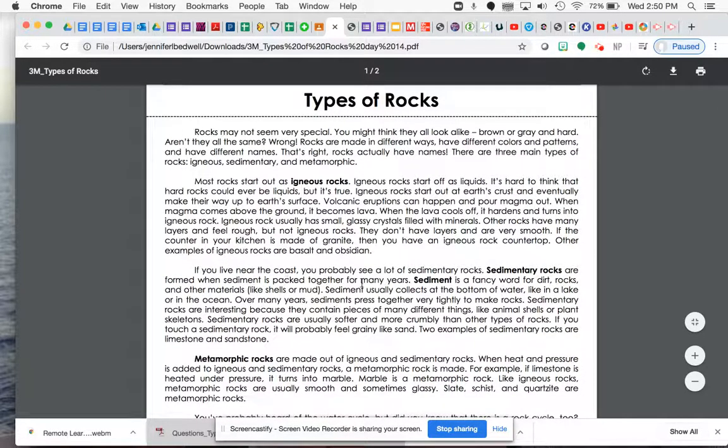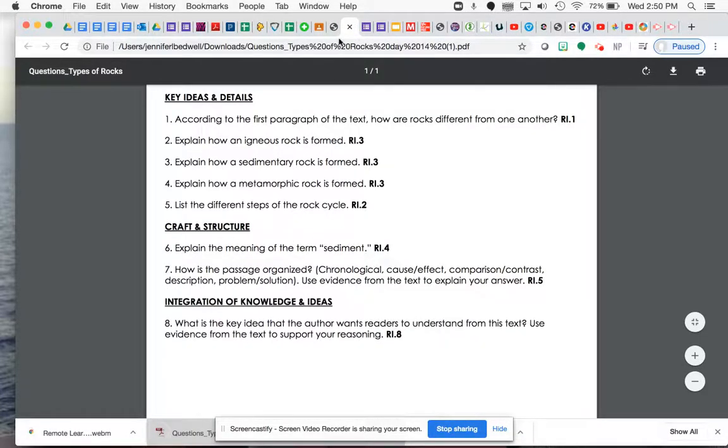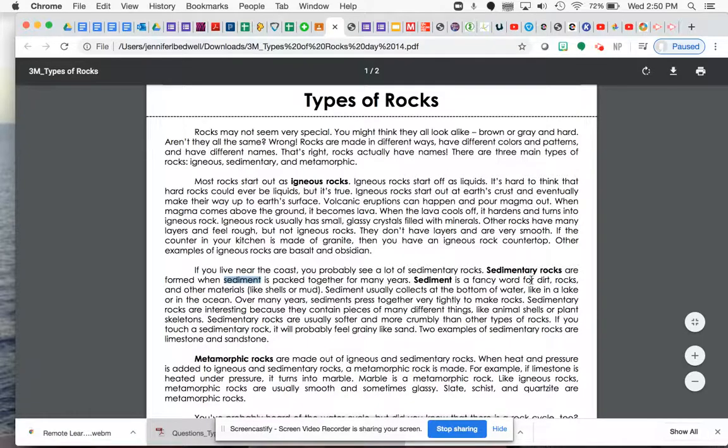If you live near the coast, you probably see a lot of sedimentary rocks. Sedimentary rocks are formed when sediment, here's that word, sediment. So if you're looking for the answer to number 6, here we go. Sedimentary rocks are formed when sediment is packed together for many years. Sediment is a fancy word for dirt, rocks, and other materials, like shells or mud. Sediment usually collects at the bottom of water, like in a lake or in the ocean. Over many years, sediments press together very tightly to make rocks.